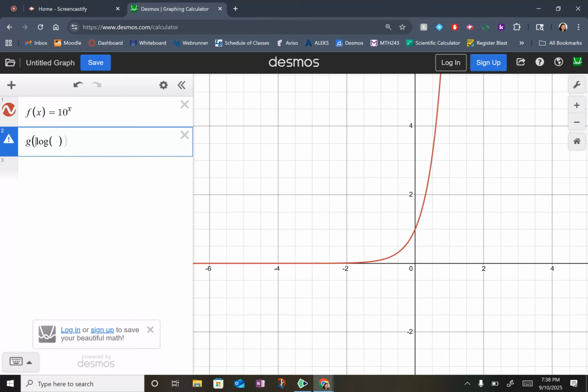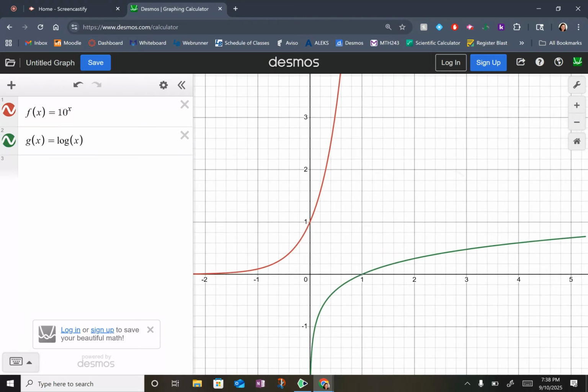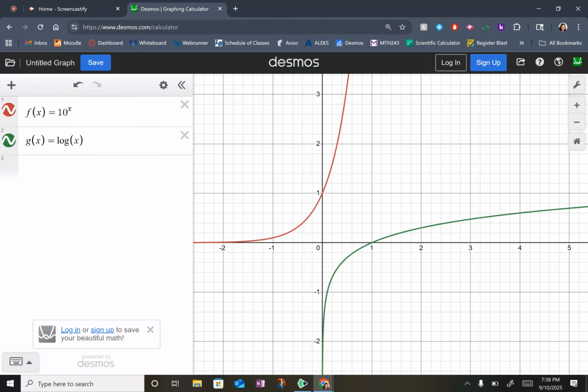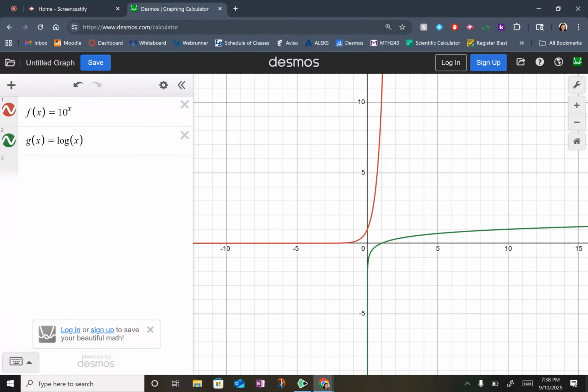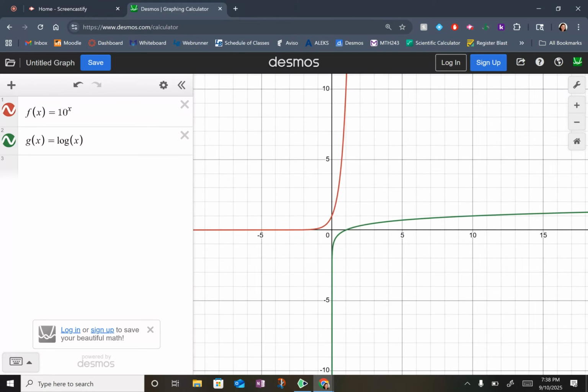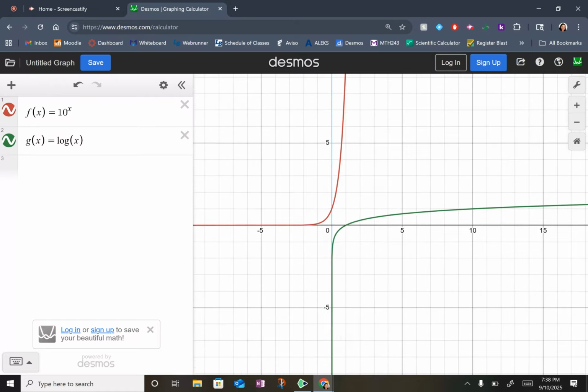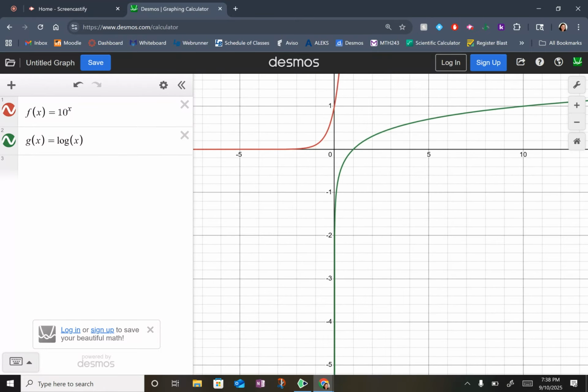Let's call this g of x. And there's my log graph. So let's go ahead and look at that. It doesn't appear to have a horizontal asymptote. If we zoom way out, we can see that it is increasing slowly but surely as it goes along. And we can see that it does have a vertical asymptote. So what was the horizontal asymptote in my exponential function has now become a vertical asymptote in my inverse function. So it has a vertical asymptote at x equal to 0.